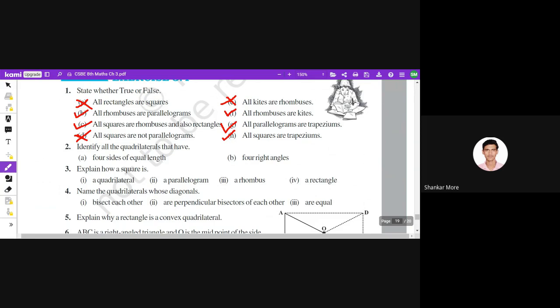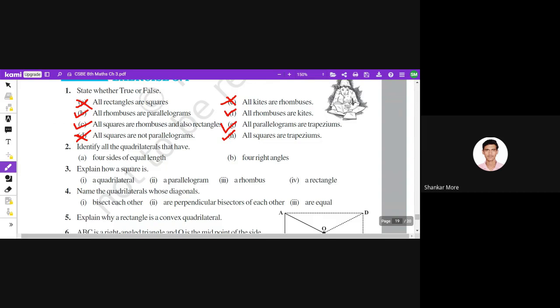Now identify all the quadrilaterals that have four sides of equal length. Name them in the chat box. Square is one of them. All right, and the rhombus. Square is the first one and the rhombus is the second one. Right. Then question B, four right angles. Which quadrilaterals have four right angles? A rectangle is one of them and the second one is square. Right.